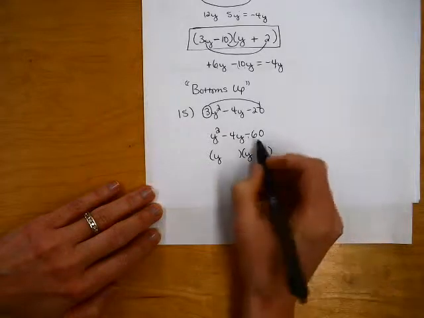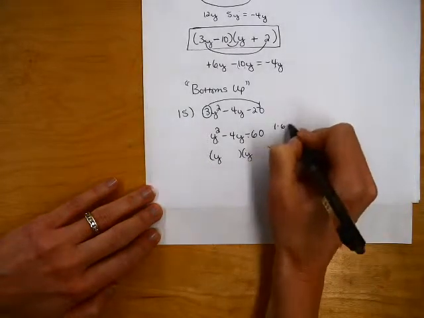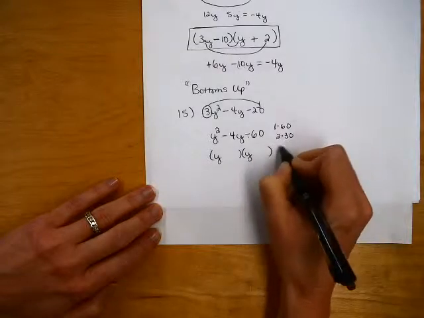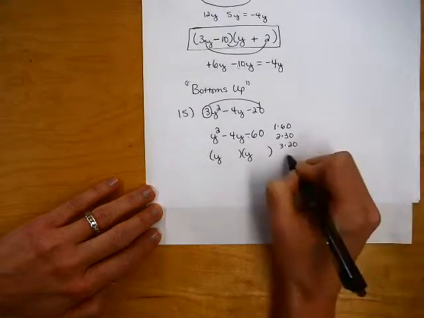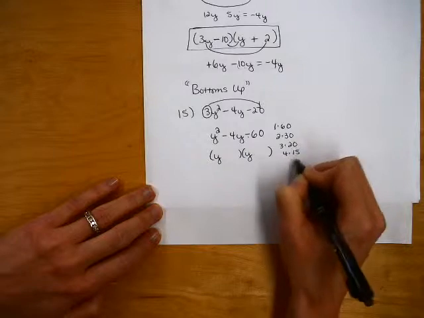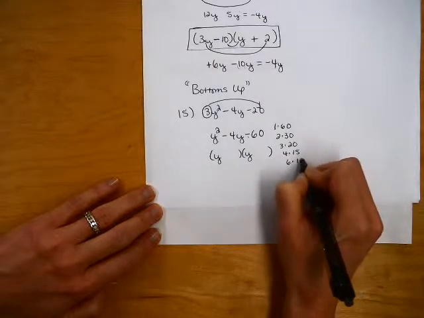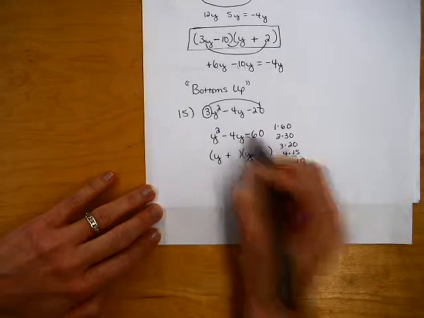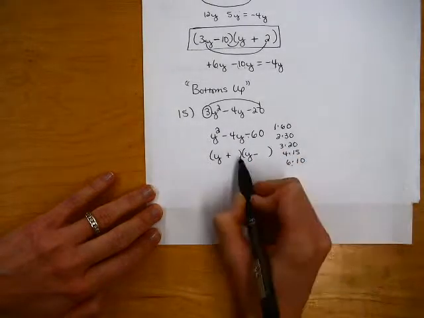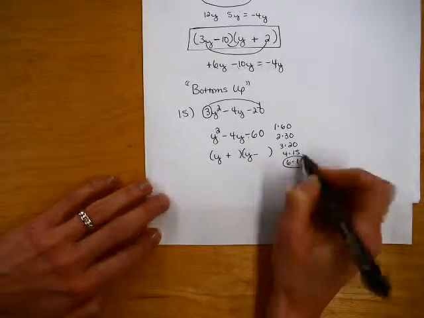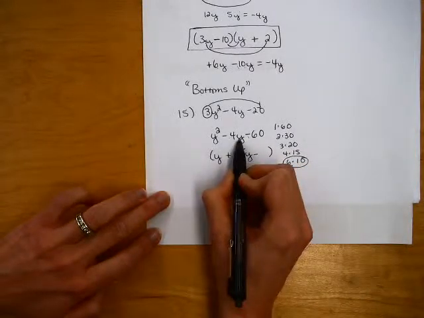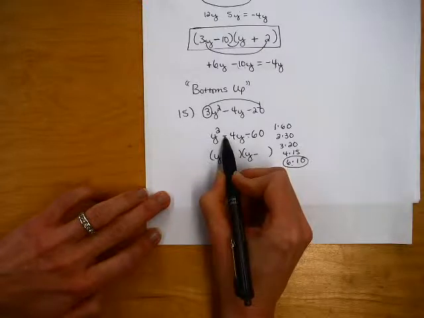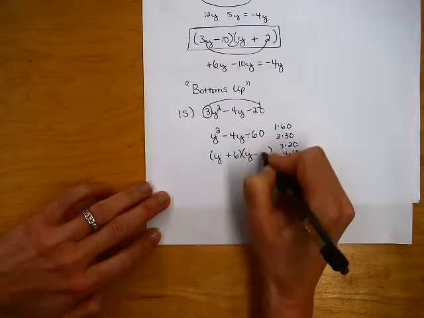And so then I'm going to look and think of the ways I can multiply to get 60. 1 times 60, 2 times 30, 3 times 20, 4 times 15, finally 6 times 10, and I stop there because I know, again, our signs are going to be different because the last term is negative, that I can subtract 6 and 10 and get a negative 4y. So I'm going to make the 10 negative because I want the higher number negative and the 6 positive.